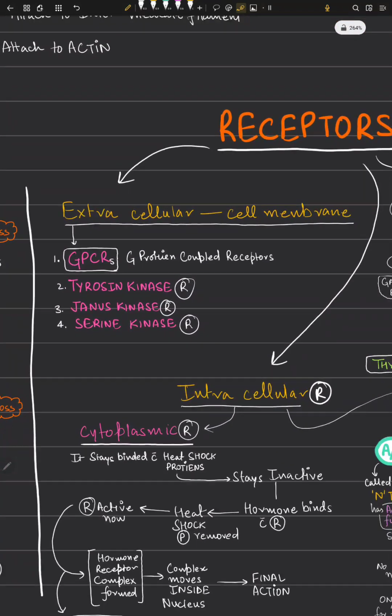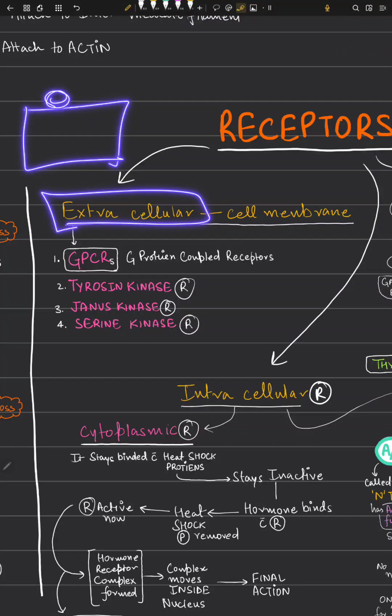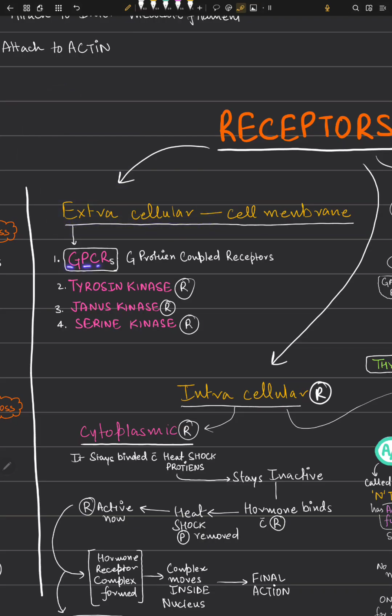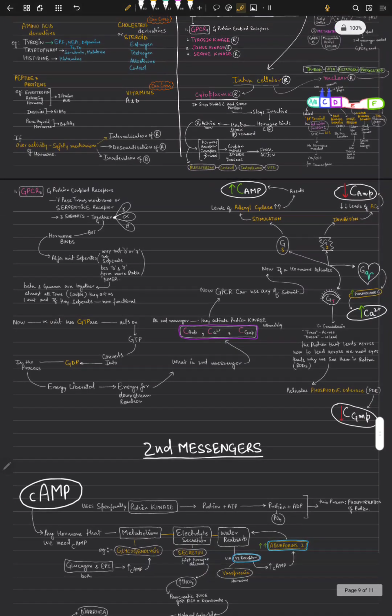Okay, the first type is extracellular, meaning the receptor is on the cell. It's extra, not intra. If it's intra, it means inside. Extra means it's on the membrane. It's transmembrane, meaning it's passing through the membrane. So, GPCR, G protein coupled receptors. Let's talk about them first.